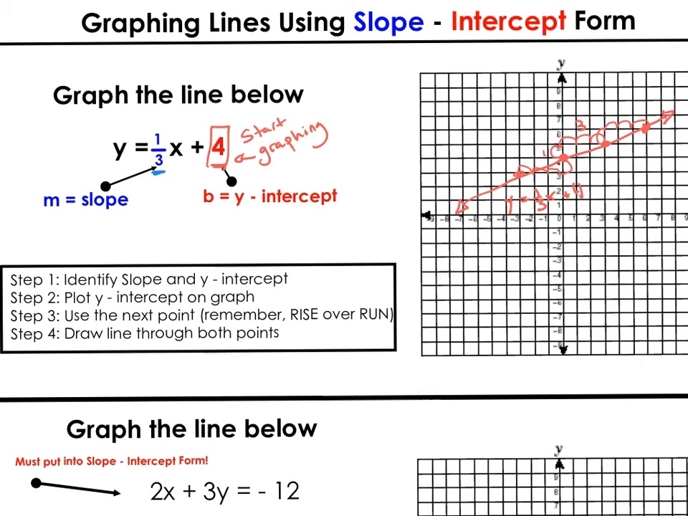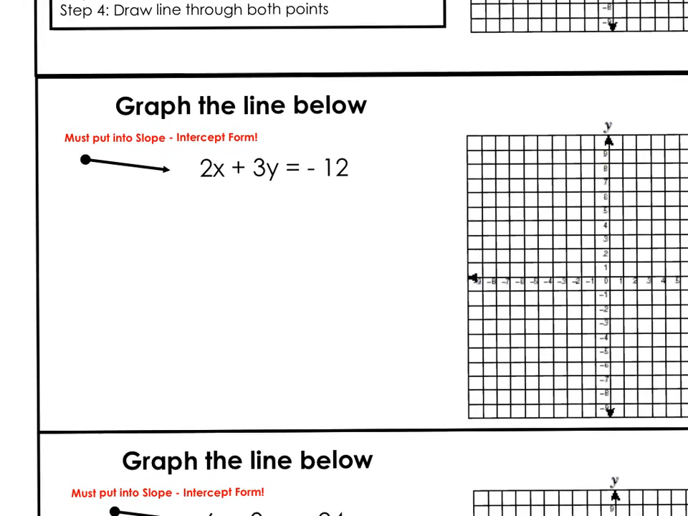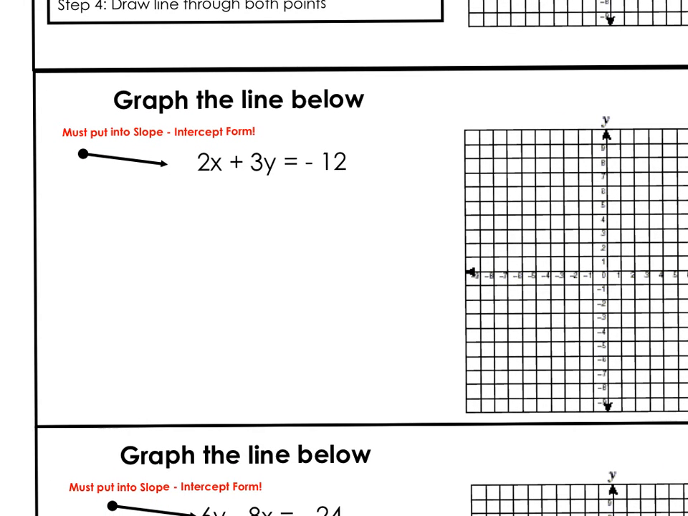Okay, so let's try another example, but this time, guess what happens? It's not in slope-intercept form. So if it's not in slope-intercept form, then you can't automatically graph it. You got to put it into slope-intercept before you graph it. And luckily, we just learned how to do that. So let's put this guy into slope-intercept form. We're going to drop our line down. We're going to put our y here and everything else on the other side. And let's just start moving things over.